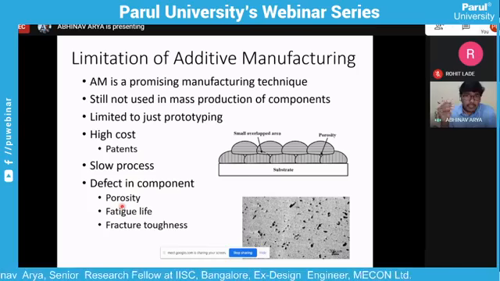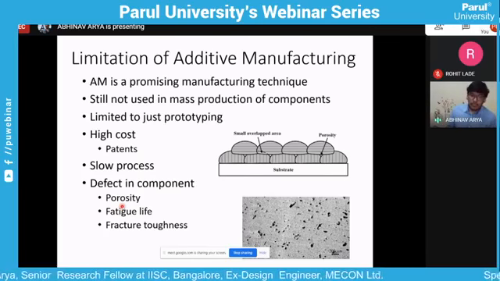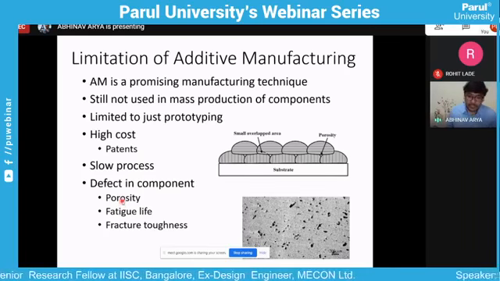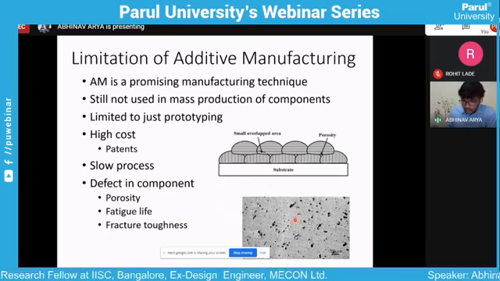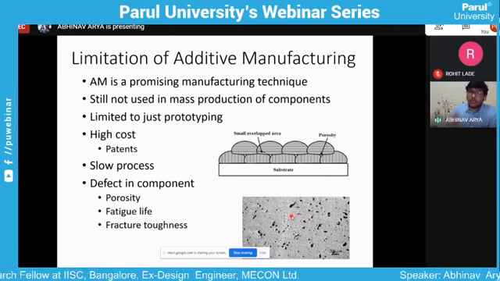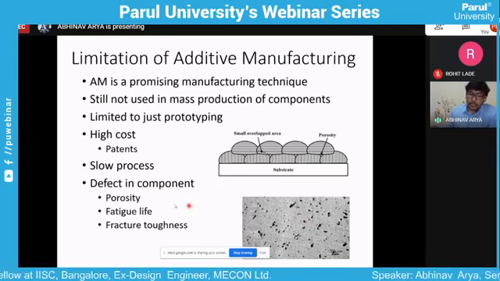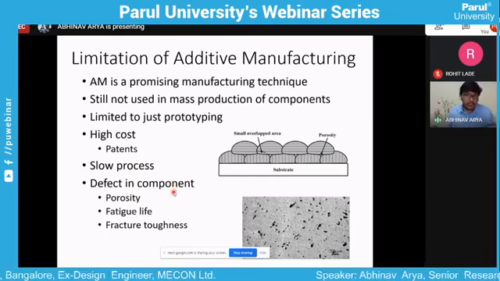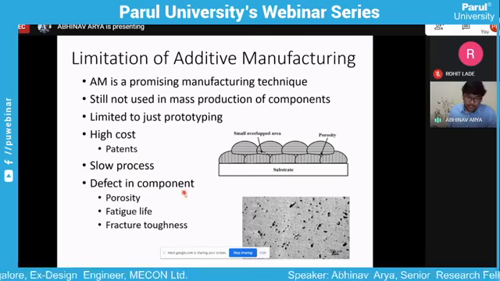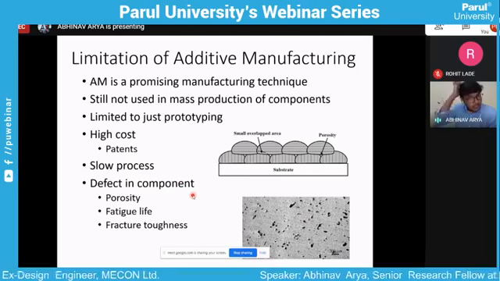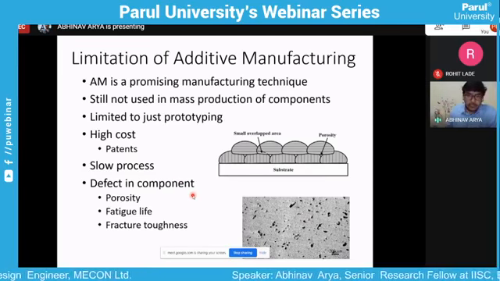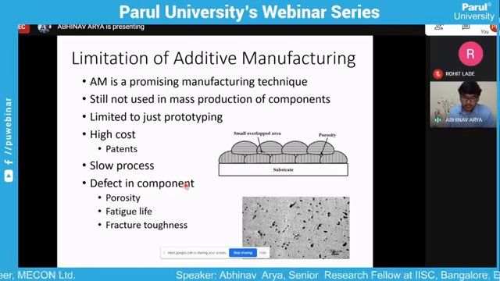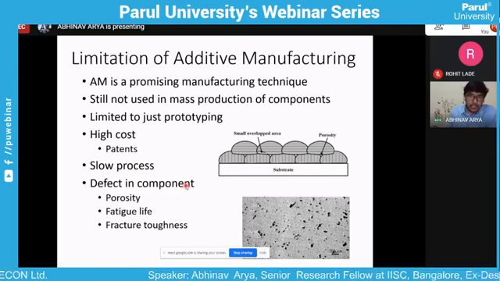But still there are various techniques now, and new research is going on which is improving all these behaviors, and now people are able to get alloys with superior mechanical properties even compared with the traditional counterpart. This is a research field, and within a few years additive manufacturing will be very widely used in many fields.